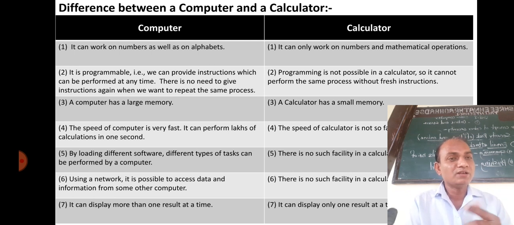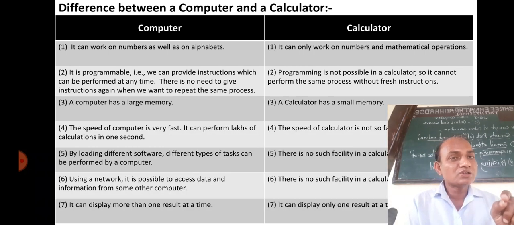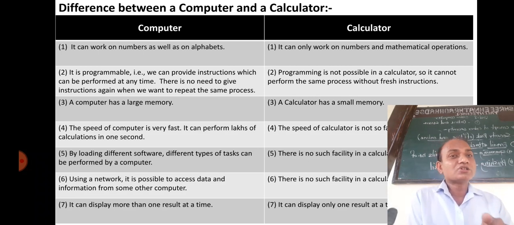Without fresh instruction, means each and every time the computer needs the instruction. If we want to do the same calculation a number of times, the calculator requires the same instruction again and again. This is the second difference.